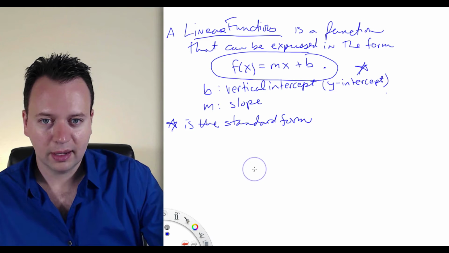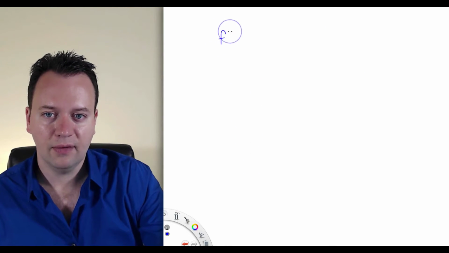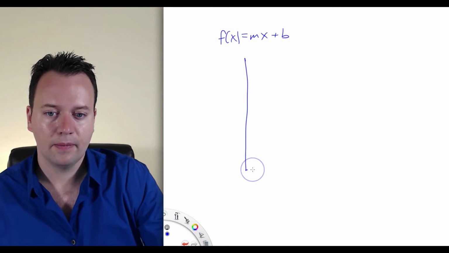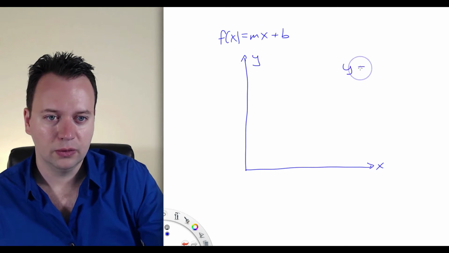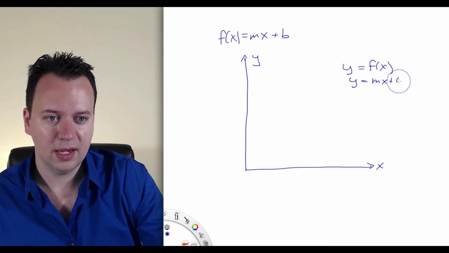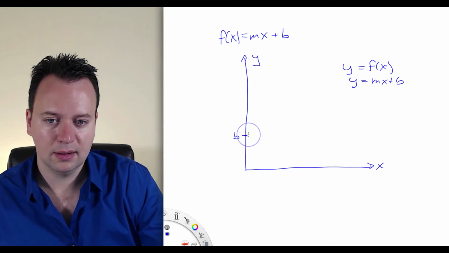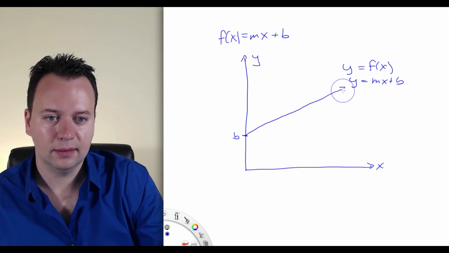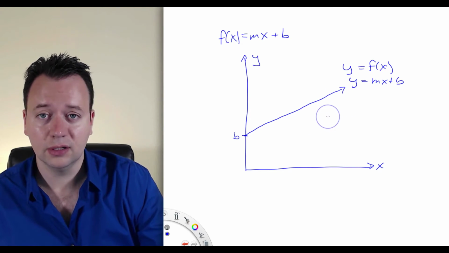So let's take a look and see what this looks like. We have f of x equals mx plus b. If we were to graph this, we write y is equal to f of x, or y is equal to mx plus b, we see that the y-intercept would be b, and then we get a graph that looks like that. And then the slope of this line is just equal to m.